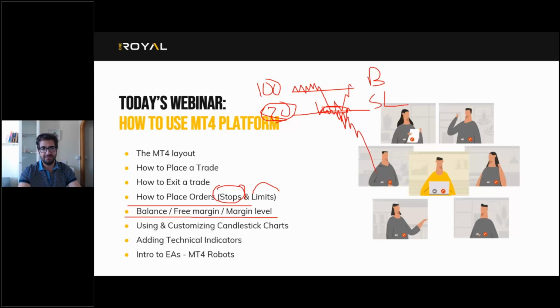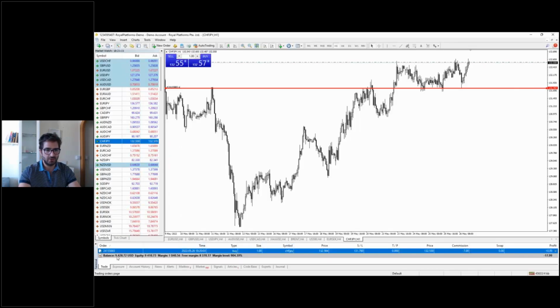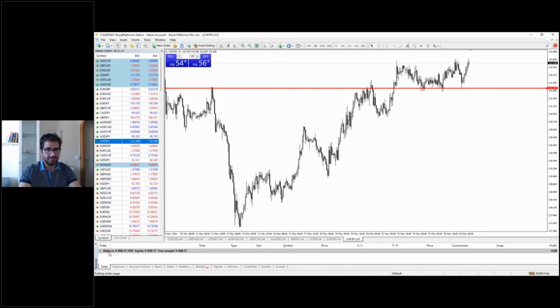What is balance, free margin, and margin level? Let me clear a little bit. This section. So we will talk about balance, free margin, and margin level. If we go on MT4 again, when I open a trade, you will see those terms. Let me first close this. So we close this by the cross. We have here balance, equity, and free margin. Whenever you don't have any open trade, they are all equal. The three keywords, balance, equity, and free margin.